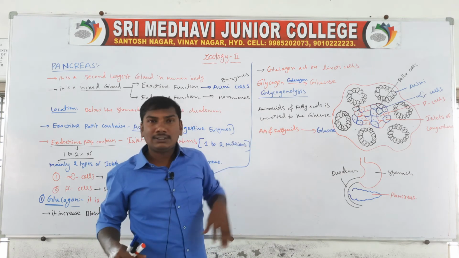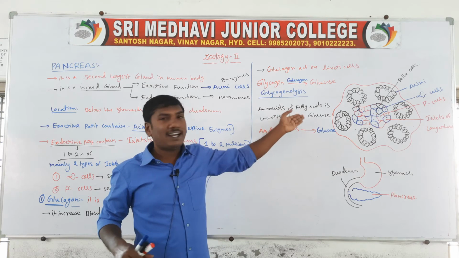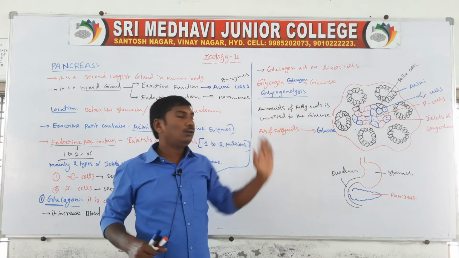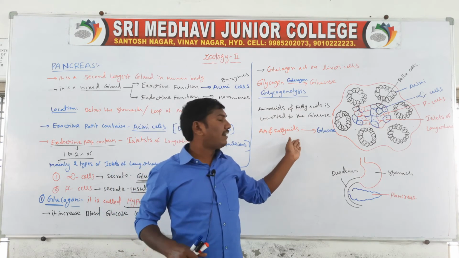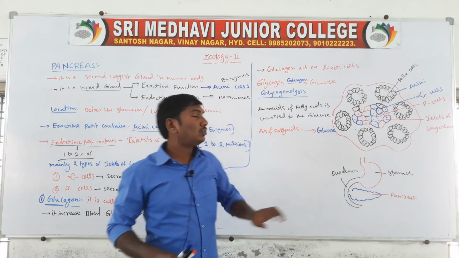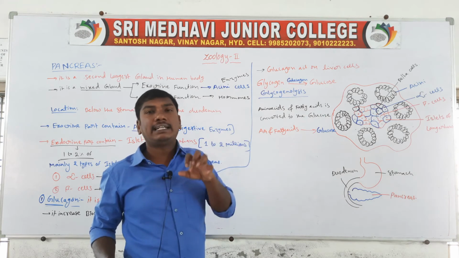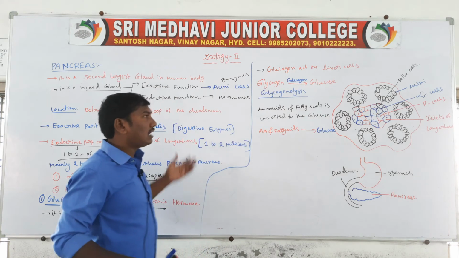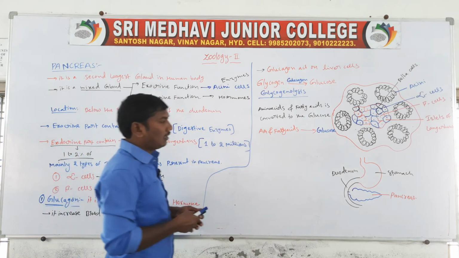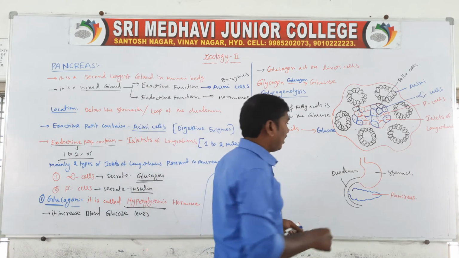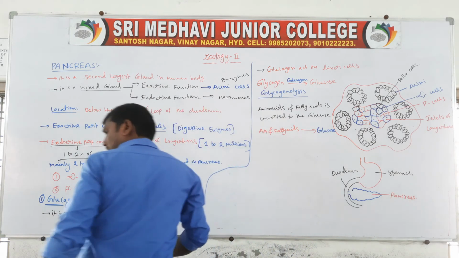Next, it also acts on amino acids and fatty acids, converting them to glucose. So the main function is increasing the blood glucose levels, and this hormone is called the hyperglycemic hormone. Next hormone, insulin.